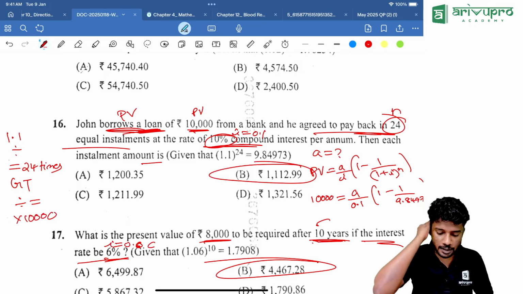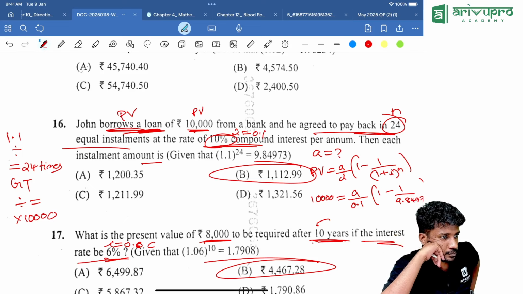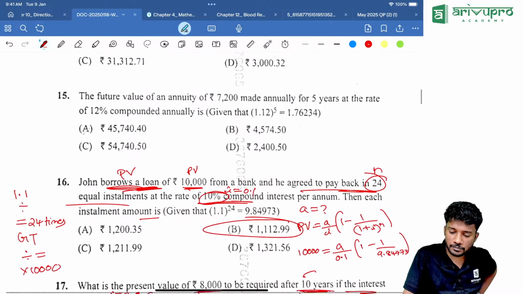Got it? Kirtana, understood? Understood? Clear? Yes. Next one. Yeah, please.